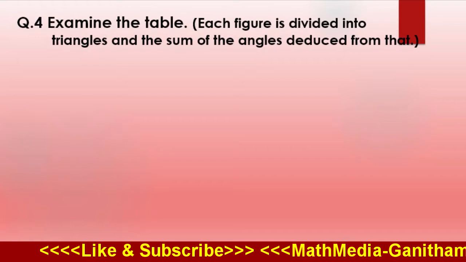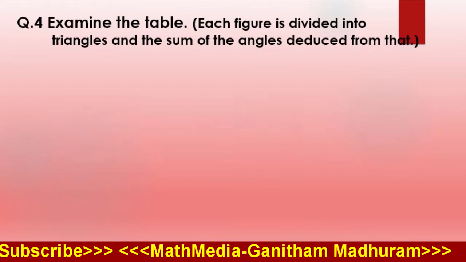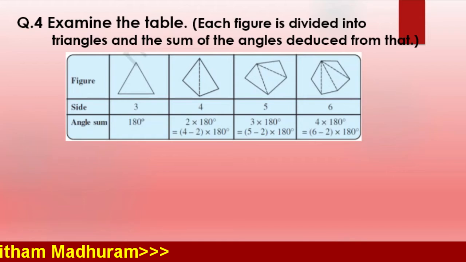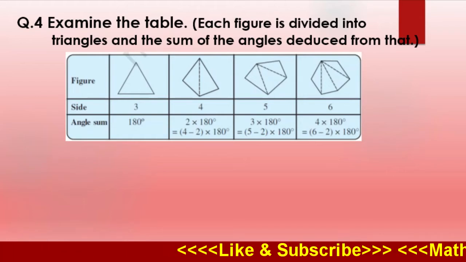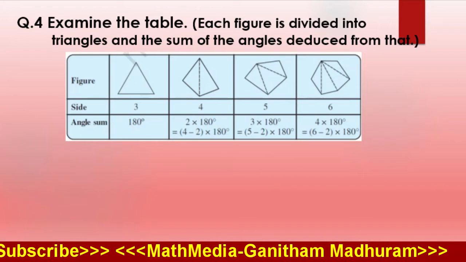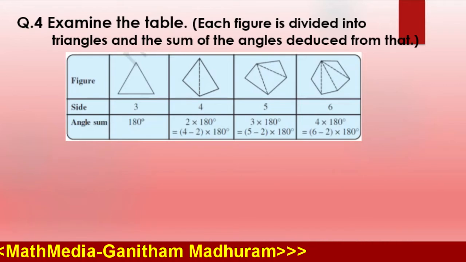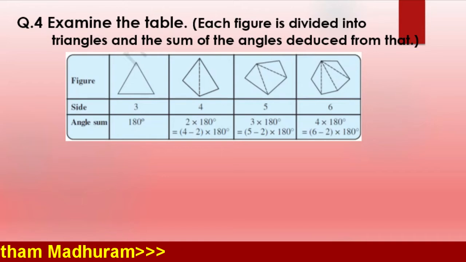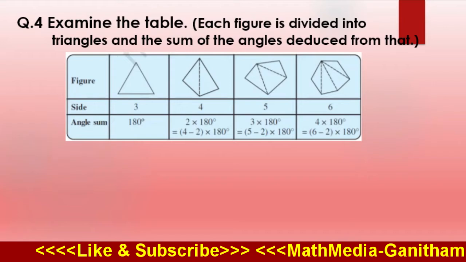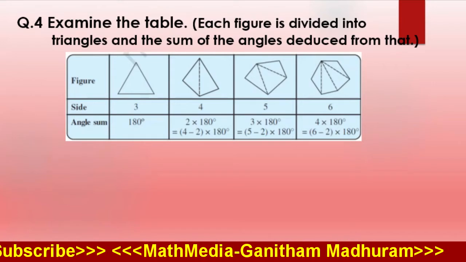Question number 4. Examine the table. Each figure is divided into triangles and the sum of the angles deduced from that. Here figure 1 is a triangle itself, no need of dividing it again. So the number of sides is 3 and the sum of angles will be 180 degrees. That is the angle sum property of a triangle.